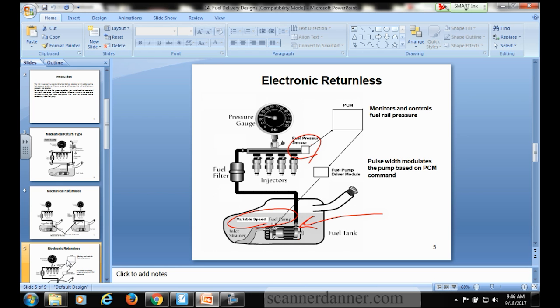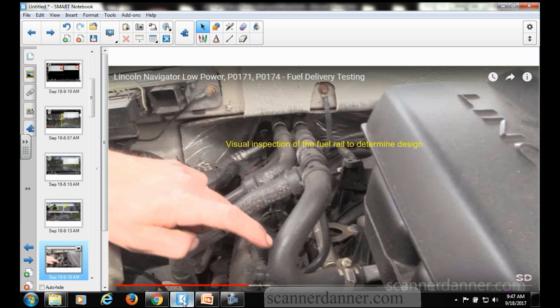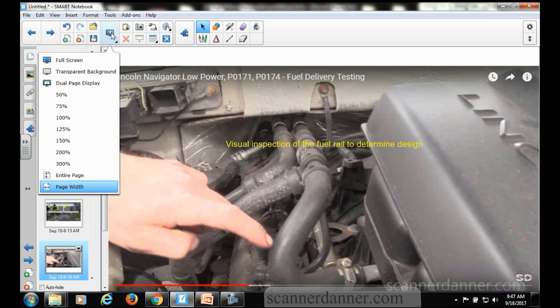Here's the key. If it is a system where the computer controls the fuel pump speed, there will be a pressure sensor on the rail. What's a pressure sensor look like? Three wires: 5-volt reference, signal and a ground. No different than the oil pressure sensor you guys checked on that Toyota or whatever it was, Nissan last week. Same exact type of sensor mounted on the rail, a 3-wire pressure sensor. So what am I looking for? When I'm doing my visual inspections, I'm looking for a 3-wire sensor that's on the rail.